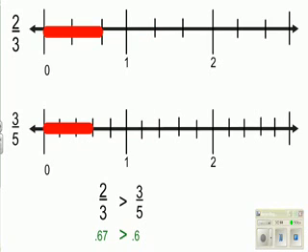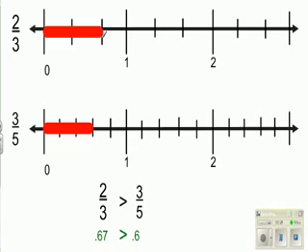But things start getting more complicated when you're comparing something like thirds and fifths. And some people resort to dividing. 2 divided by 3 is 0.66666, which you round to 0.67 or so. And 3/5 will divide out perfectly to 0.6. So you can get the comparison. Here's that greater than sign, that 2/3 is greater than 3/5.